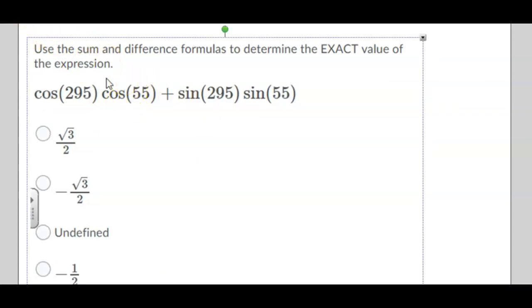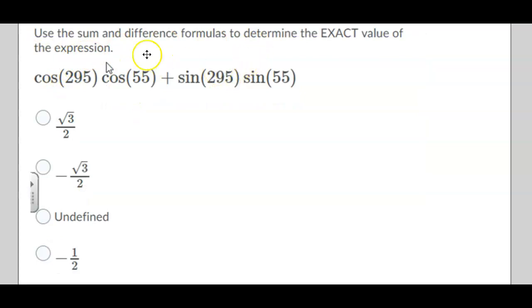For this one, we're going to do the same thing: use the sum and difference formula to determine the exact value of this expression. Now this one has cosine cosine plus sine sine. Now 295 minus 55 is on the unit circle, so we're going to condense this. Cosine of 295 cosine of 55 plus sine of 295 sine of 55 is cosine of 295 minus 55. We do the math: 295 minus 55 gives us 240, so cosine of 240.